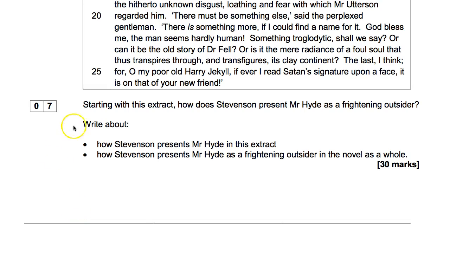Okay, remember that this is the question. The bullet points are just there to get you writing, but they're not marked individually. So really that's the question. Starting with this extract, how does Stevenson present Hyde as a frightening outsider? Well, you'll notice that this doesn't ask me to write about Stevenson's viewpoint, doesn't ask me to write about the themes, but I know the mark scheme rewards that, and I know that that's what I've done in my revision. I've thought about the themes all the time I've been revising.